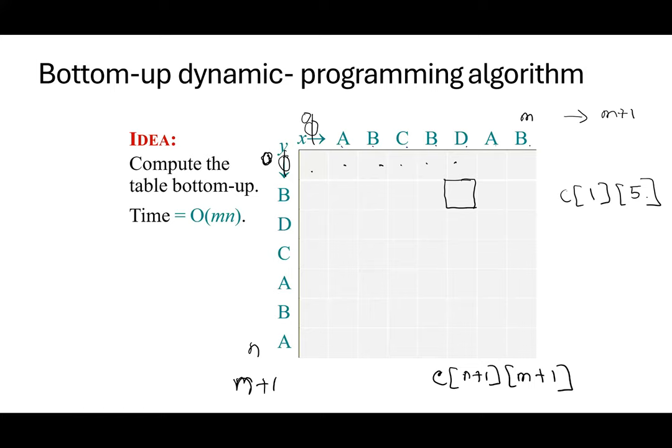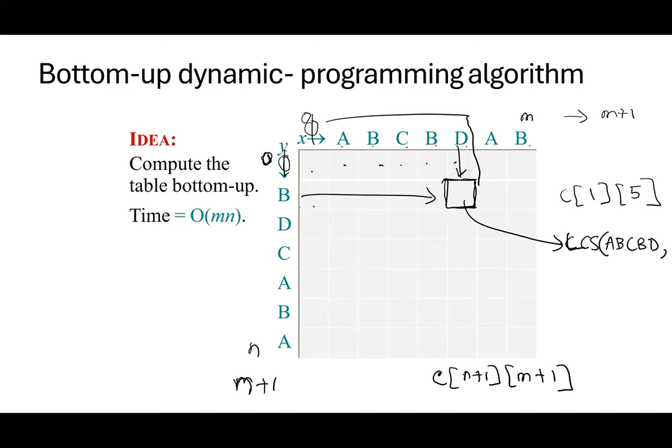So what does it signify? It signifies this and this: what is the LCS value of A, B, C, B, and B, D, and from here is B. So this cell value will define the LCS, the longest common subsequence, between these two substrings.